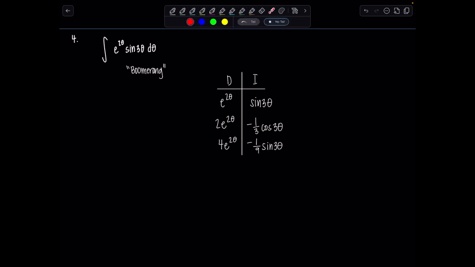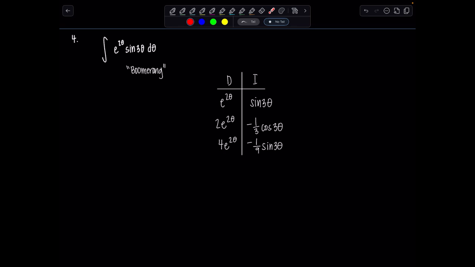So what you would do, if you were to keep using this table, you'd have this product, and then you'd have minus this product, and then we would have plus this integral. The sign switches. So it would be minus this integral, but if we stop here, it would be plus this integral. The signs switch. This integral, the product of e to the 2 theta and sine 3 theta, is that my original integral coming back to me? Has my boomerang returned? It has.